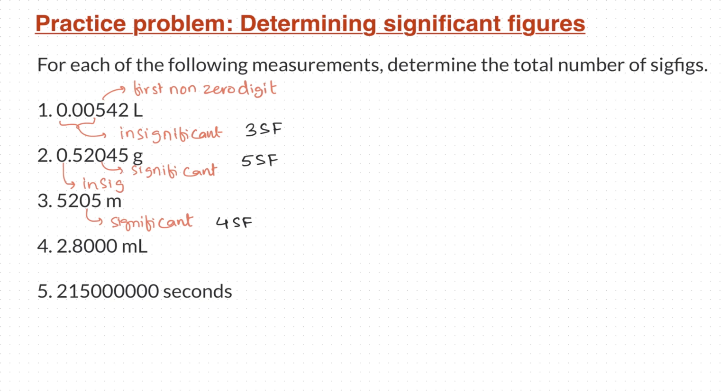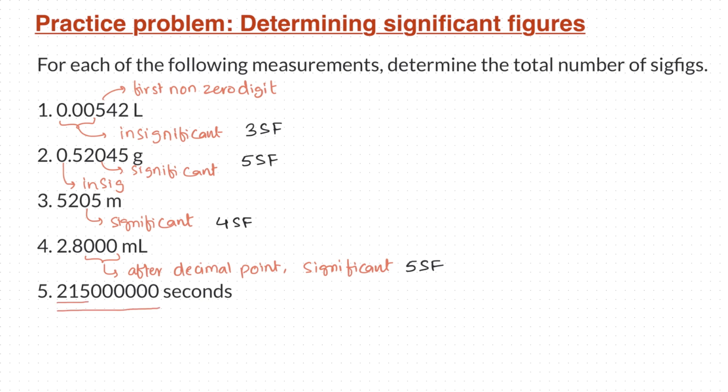2.8000 milliliters. These zeros on the right are significant because the number has a decimal point. So there are total 5 significant figures. Measurement 5 has zeros to the right, but it does not have a decimal point. So this measurement may have significant figures starting from 3 until 9.